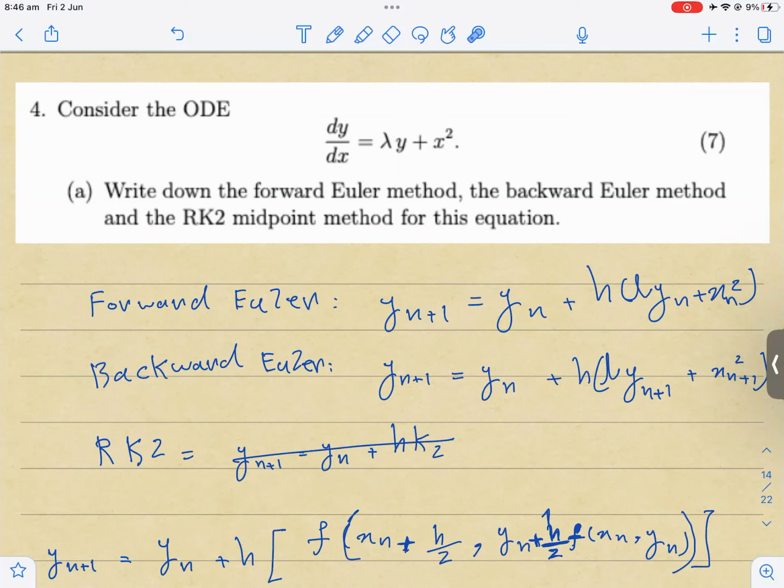But in the forward Euler method, you see that y_{n+1} appears only on one side, and you can obtain it from the previous one, so it is explicit. In the backward Euler method, or implicit Euler method, y_{n+1} is here and y_{n+1} is here, and x_{n+1}. In fact, it is h times f of x_{n+1}, y_{n+1}.